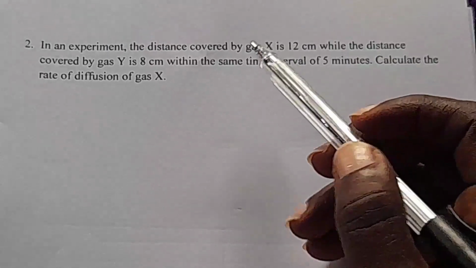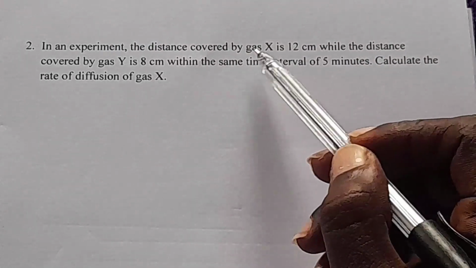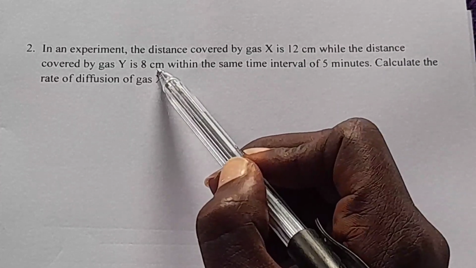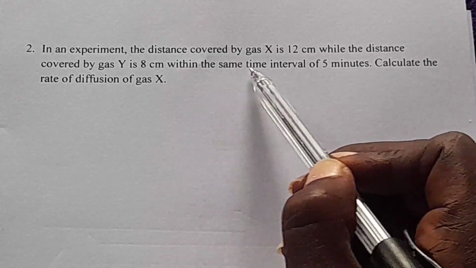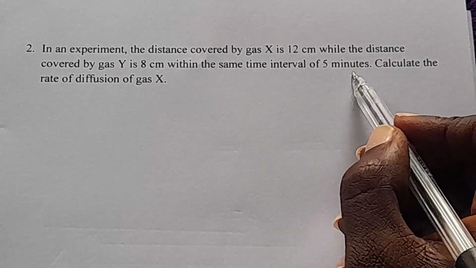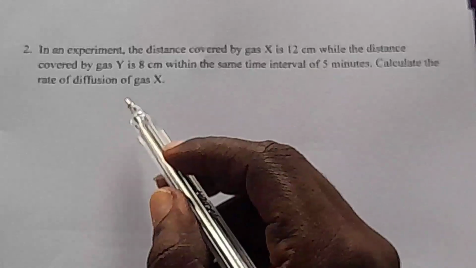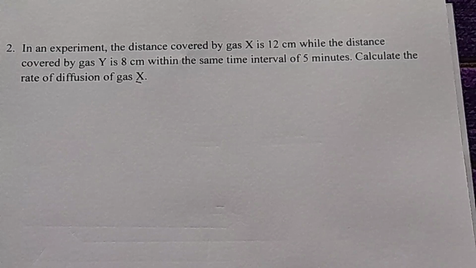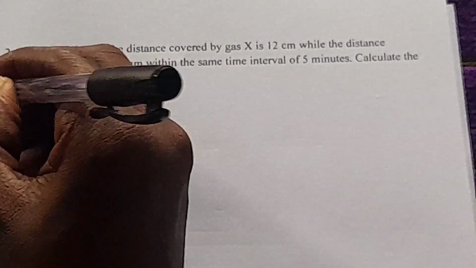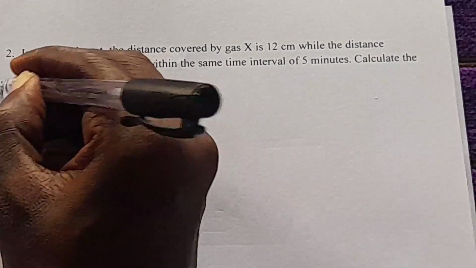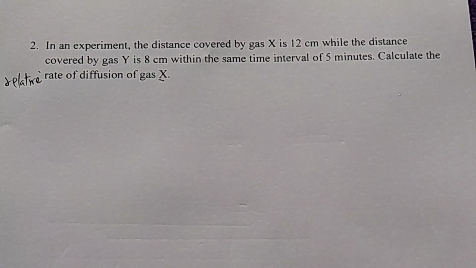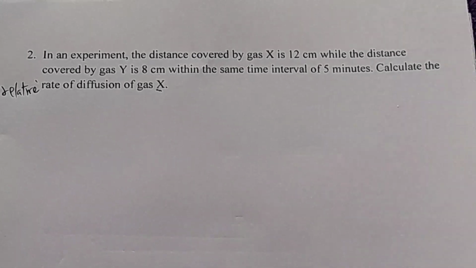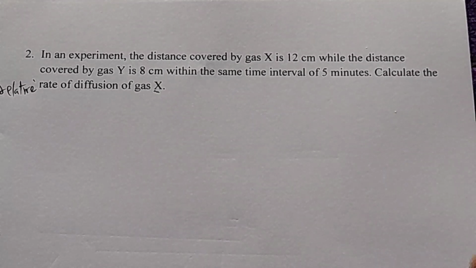We are told in an experiment the distance covered by gas X is 12 centimeter, while the distance covered by gas Y is 8 centimeter, within the same time interval of 5 minutes. We are told to calculate the relative rate of diffusion of gas X. Before we calculate that, let's first of all know which one of these two gases is diffusing faster.